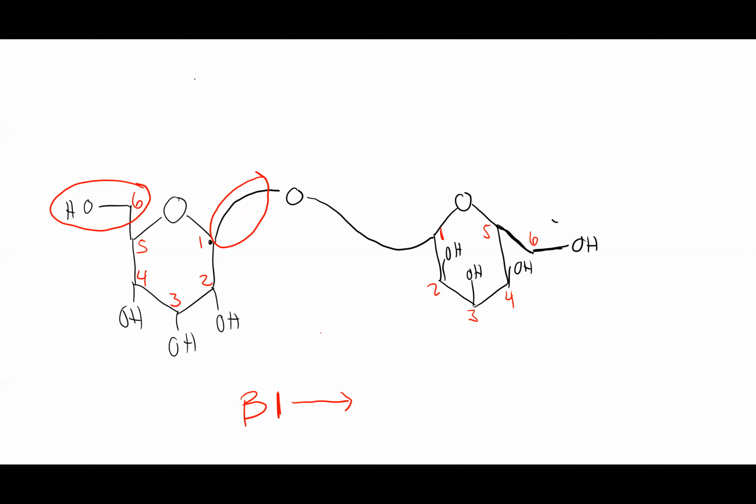And now let's look at the other ring. Here, remember, we're only looking at the relation of this bond to the CH2OH group. And again, these are both down here, but they're both on the same side. So this is also a beta 1. And that is how you would write this type of bond scheme.